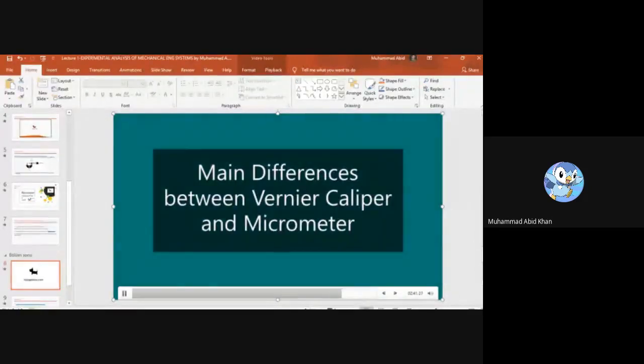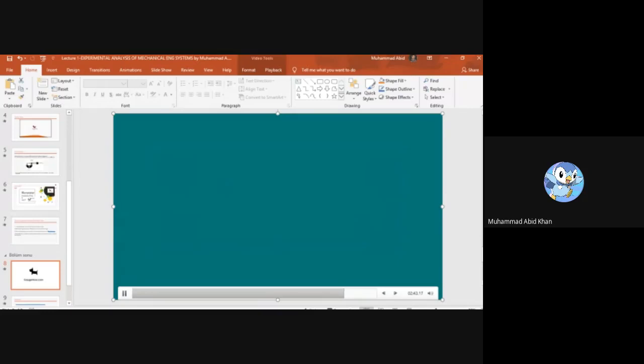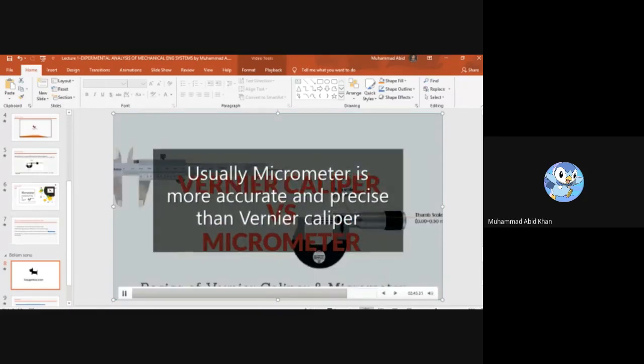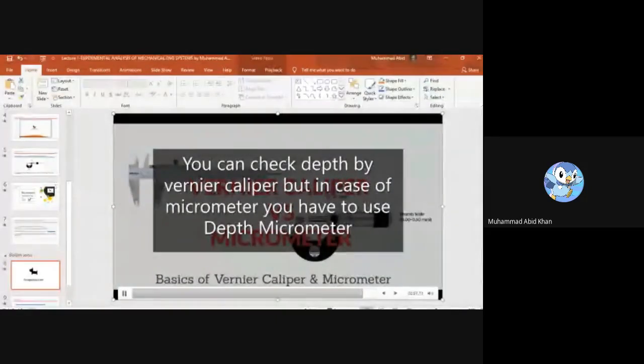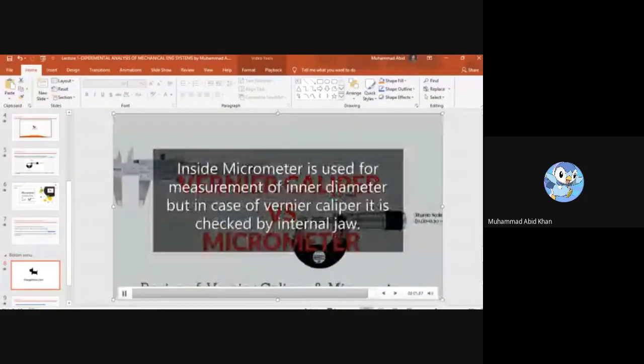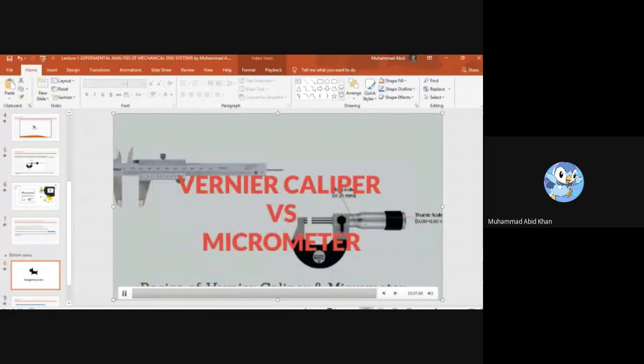The main differences between vernier caliper and micrometer are as follows. Usually, micrometer is more accurate and precise than vernier caliper. Measurement range of micrometer is 25 mm, while vernier caliper has a wide range. You can check depth with a vernier caliper, but in case of micrometer, you have to use a depth micrometer. Inside micrometer is used for measurement of inner diameter, but in case of vernier caliper, it is checked by an internal jaw.